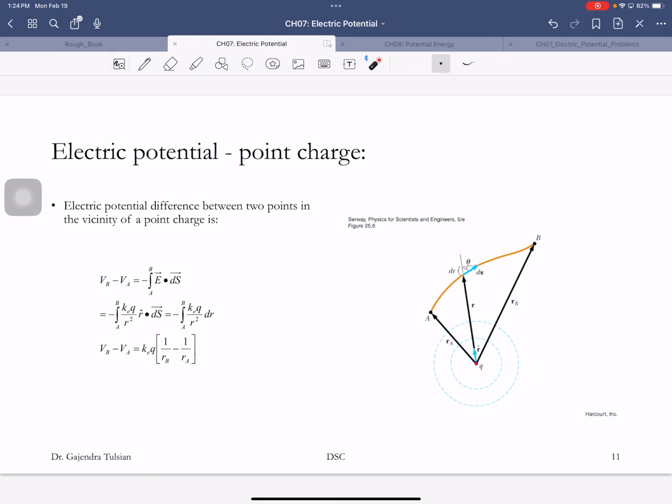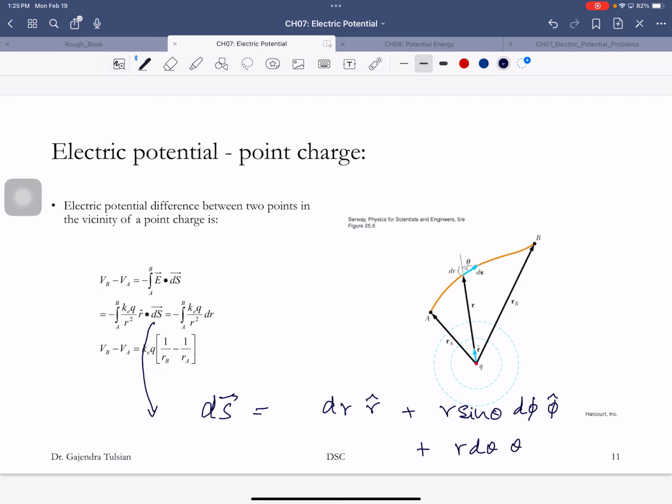When you do spherical polar coordinates, you learn to write this small displacement. ds, the general displacement, will be dr, a small displacement radially, r hat, plus r sine theta d phi, phi hat, plus r d theta, theta hat. Okay. So in Cartesian coordinates you write it like so.